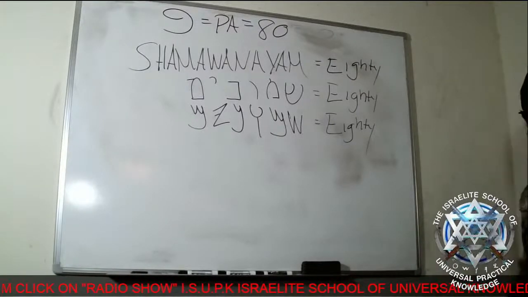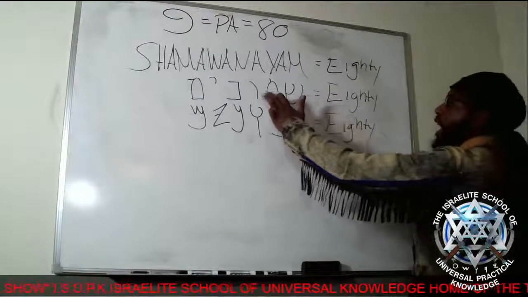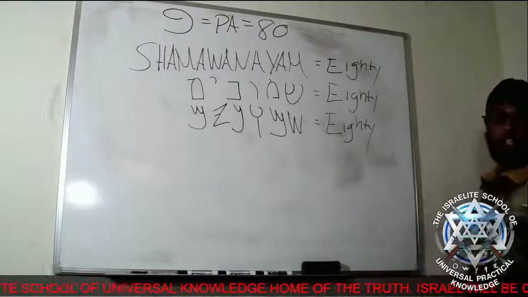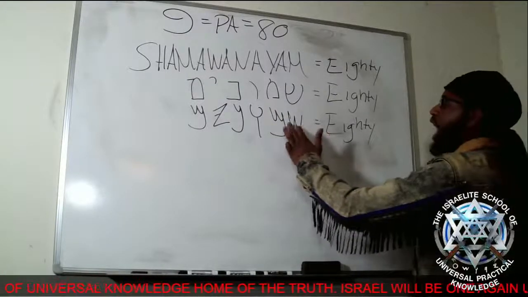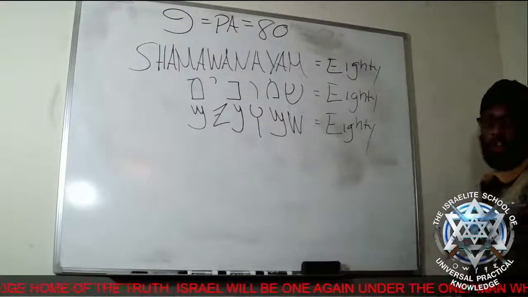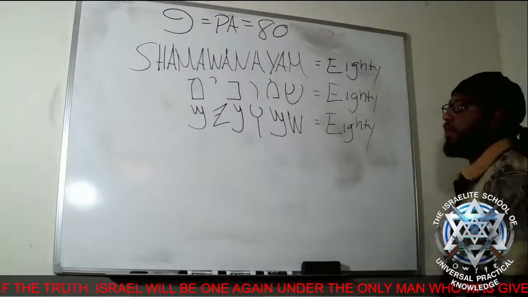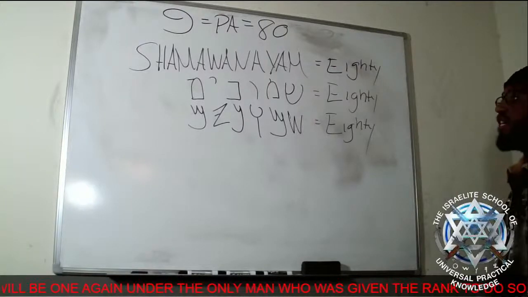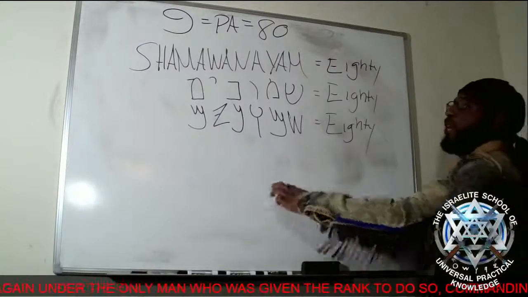So now you have your Shah, your Ma, your Wa, your Na, your Ya, and your Ma in the Assyrian. And then you have your Shah, your Ma, your Wa, your Na, your Ya, and your Ma in the Paleo. You put it together as Shamawanayim. We also have a class from last week that breaks down how this is Shamawanayim.